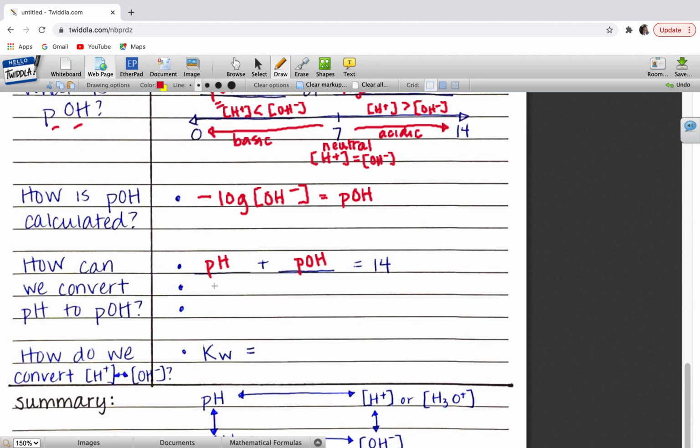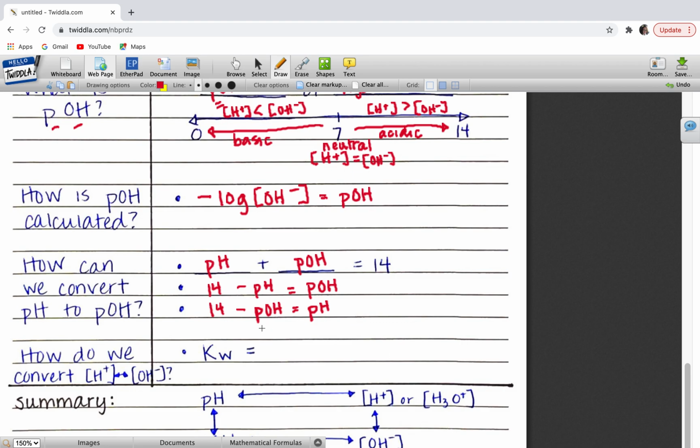So I can figure out one and the other by doing some simple subtraction. If I take 14 and subtract my pH, then that's going to give me the pOH. Similarly, if I have 14 and I subtract a given pOH, then that can give me pH. So it's very easy to take one and convert it to the other.